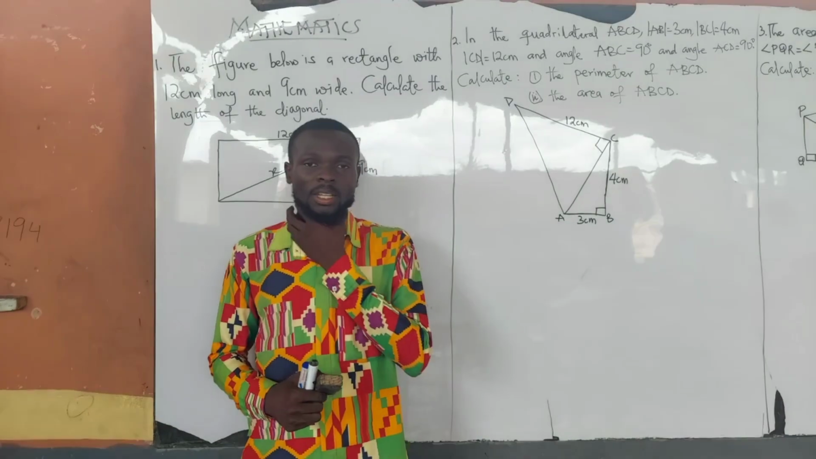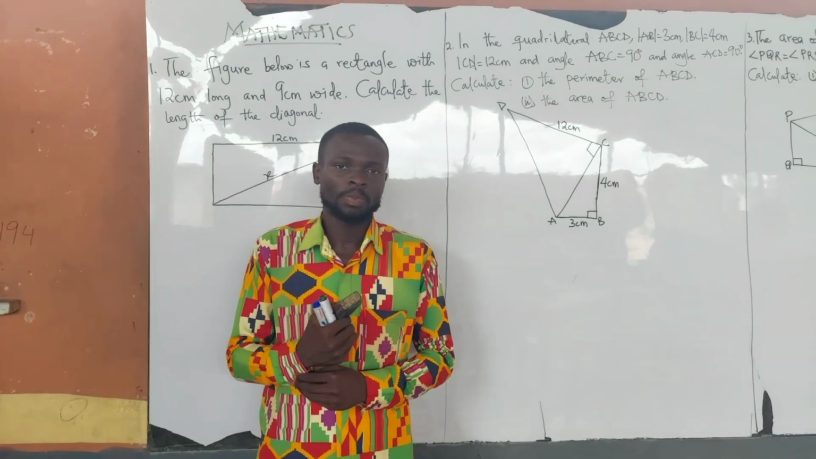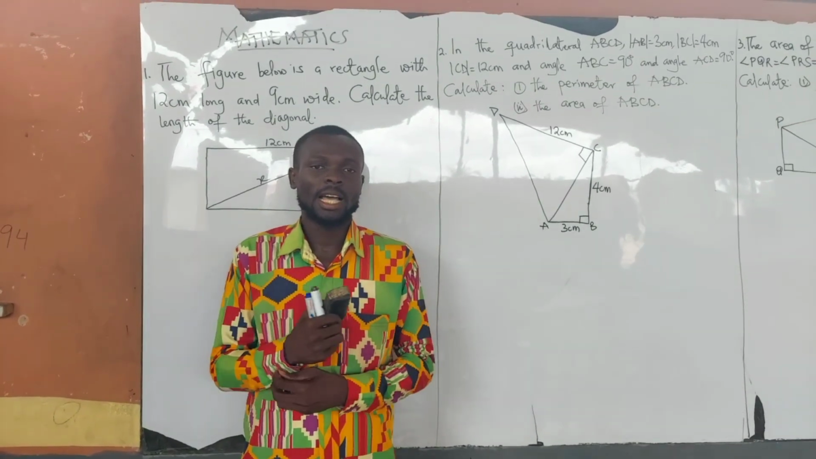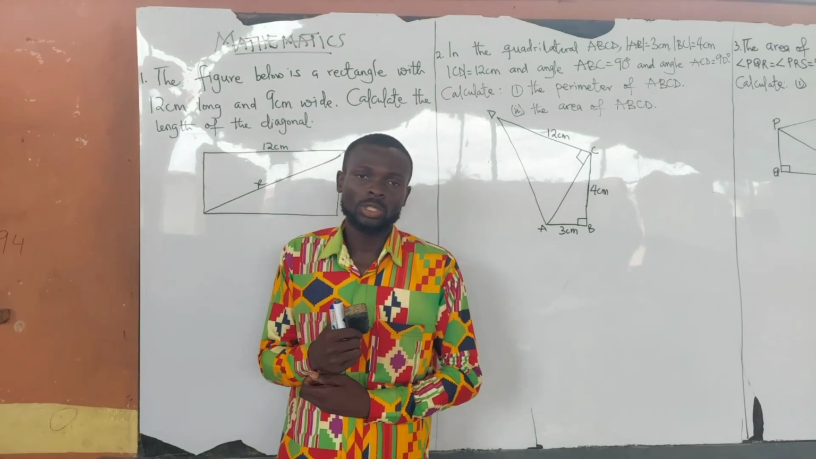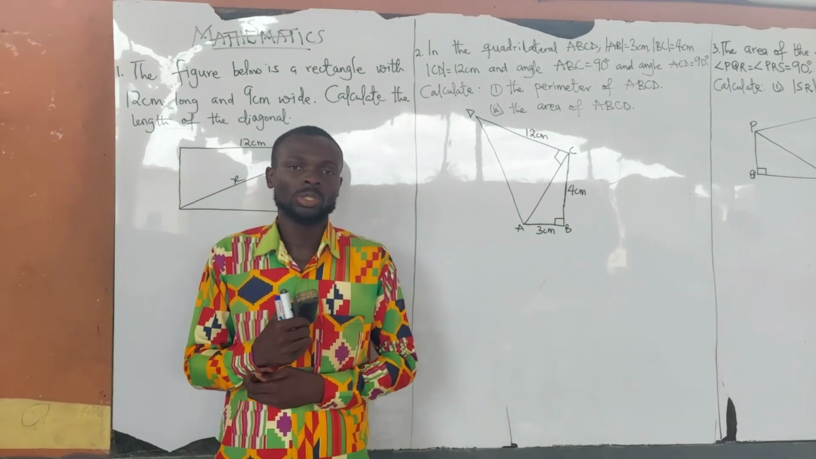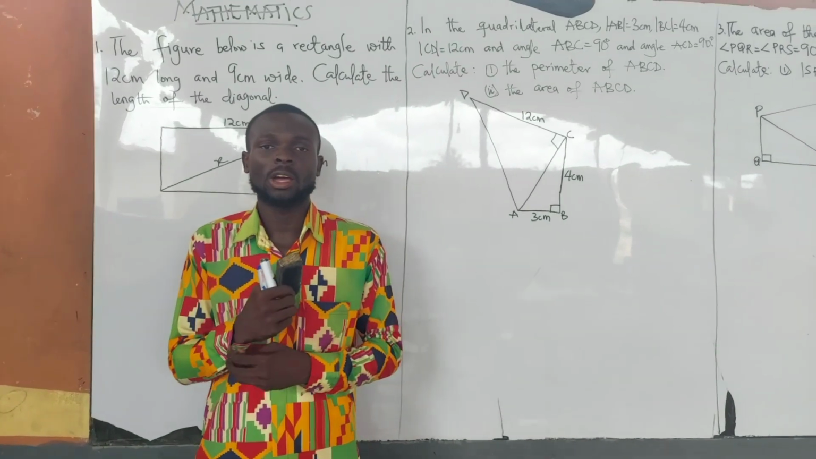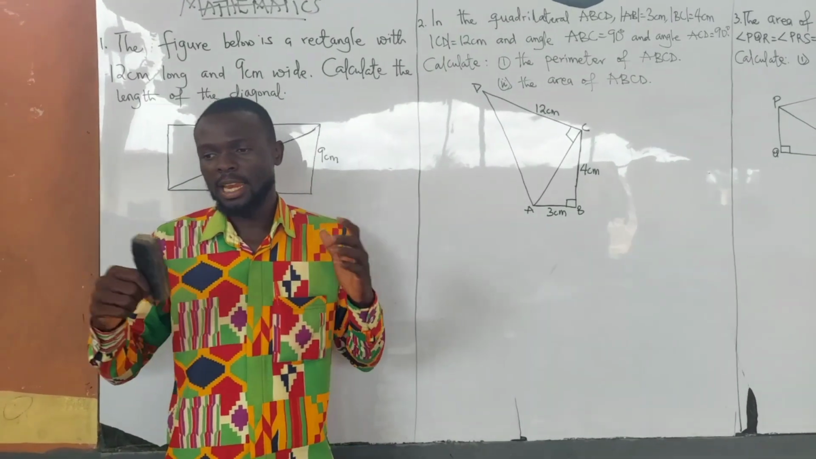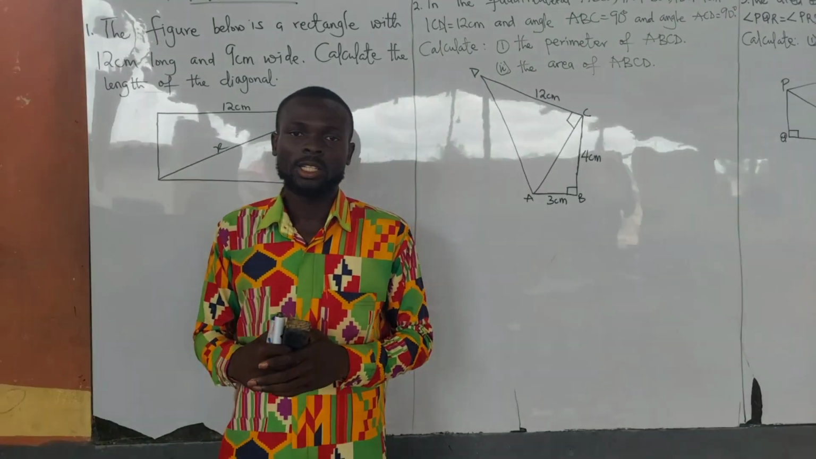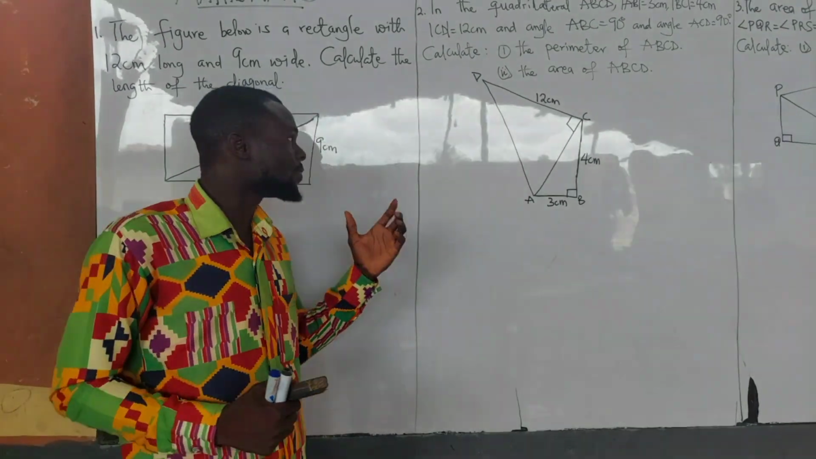Last week we started with the Pythagorean theorem, that is the right angle triangle. Today we'll continue by looking at more examples in the Pythagorean theorem, or how to use the Pythagorean theorem to calculate for the length of a right angle triangle. So let's take the first example.